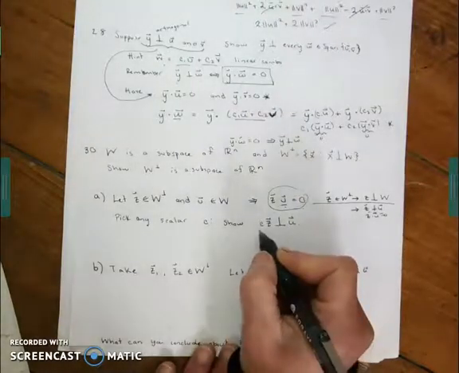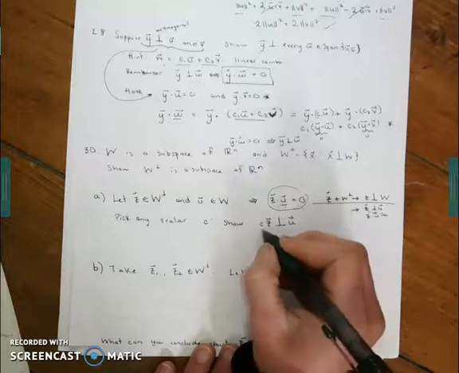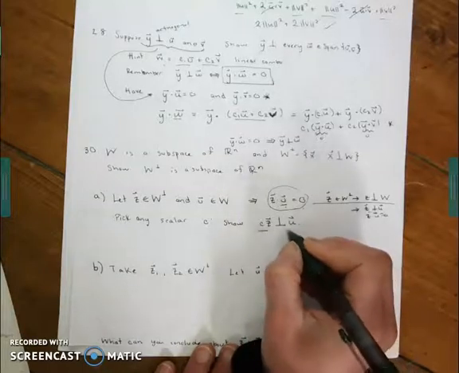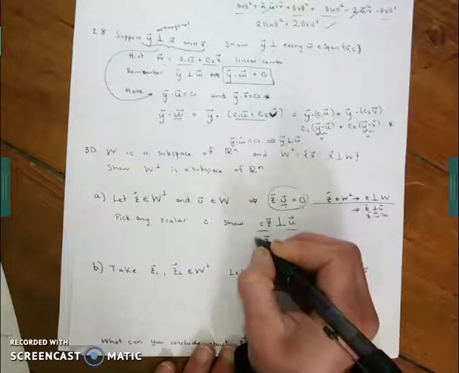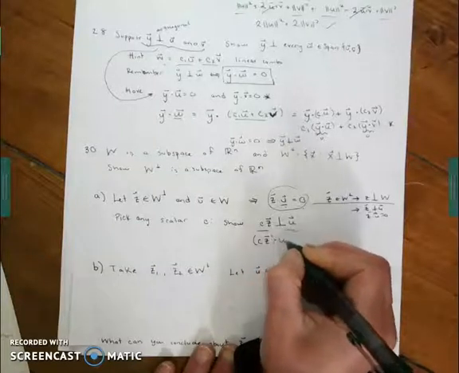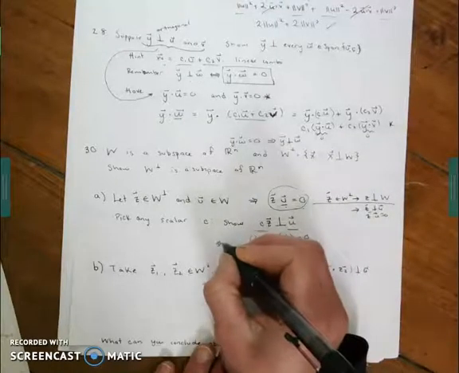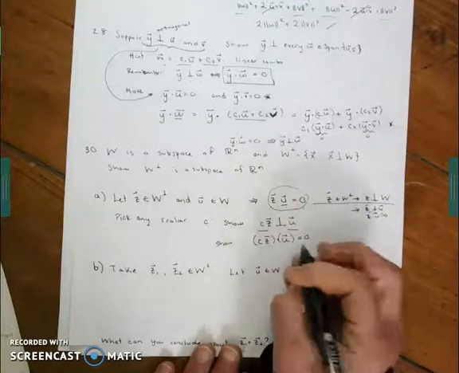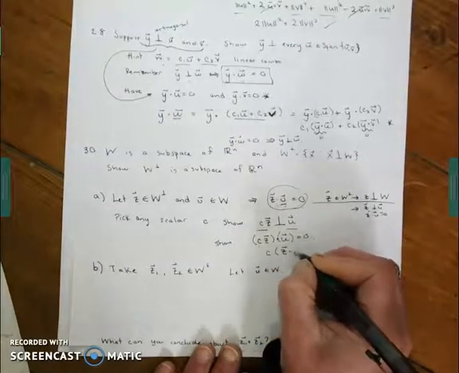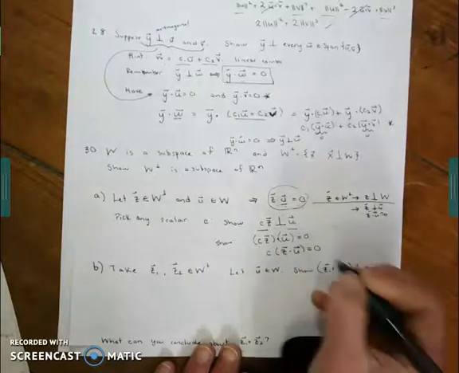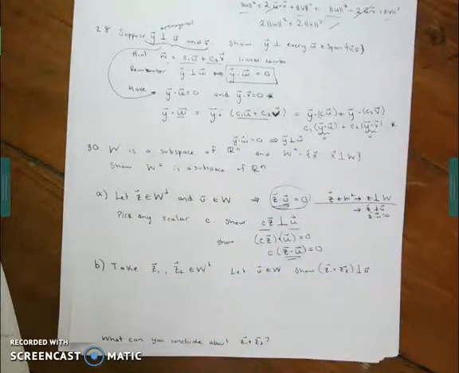So now if we pick any scalar c, we want to show that c times z is perpendicular to w. Again, we use our regular trick. We have to show that c times z dotted with u equals 0. Well, c times z dotted with u is c times z dotted with u. So that's going to equal 0 because z dot u equals 0.